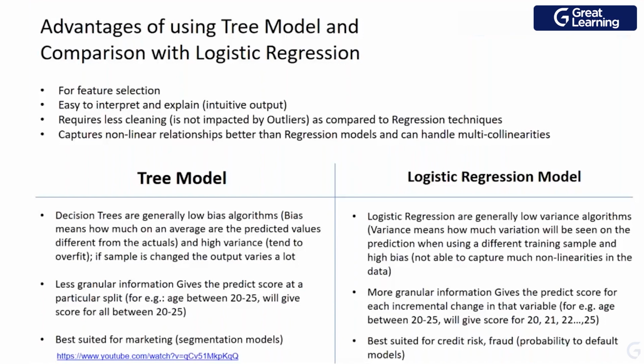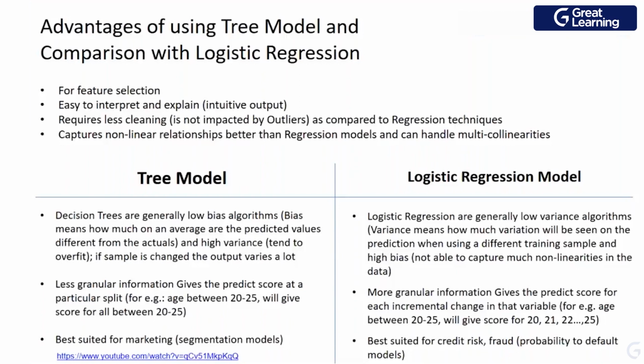So decision tree models are usually considered low bias algorithms. And why is it so? What bias actually means is how much, on average, the predicted values differ from the actual values. Because there will be some predicted values and there will be an actual value, and the difference is the bias error. So you want the bias to be low because you don't want the predicted values and actual values to differ too much.